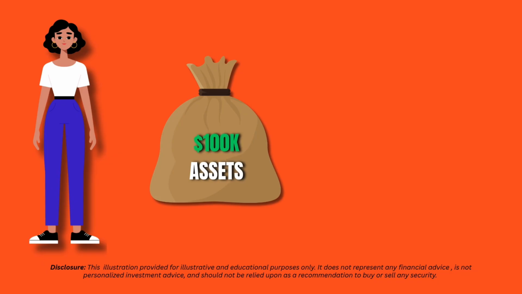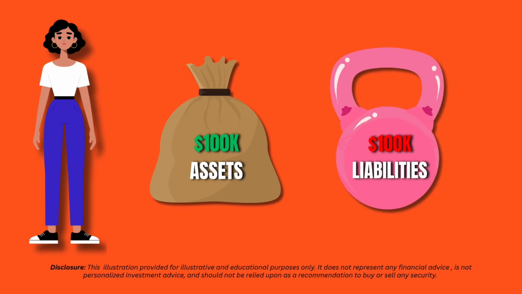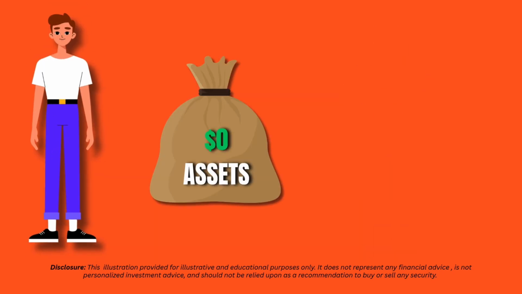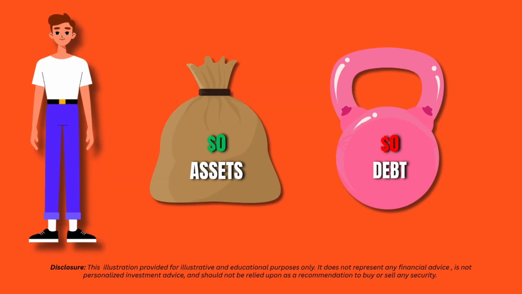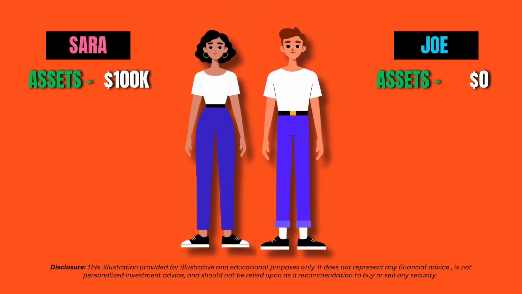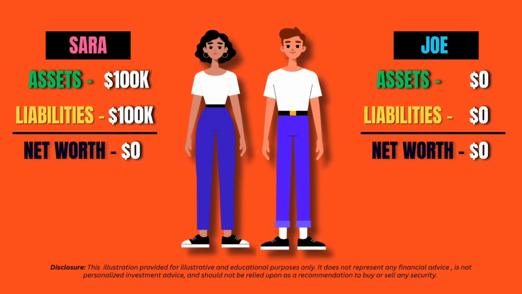Sarah has $100,000 in assets, but also has $100,000 in liabilities, or debt, we'll call it that. Joe, on the other hand, has $0 in assets, but also $0 in debt or liabilities. Who is in the better situation? It depends on how you look at it. Both Sarah and Joe have a net worth of $0. Joe is considered to be debt-free, but he doesn't have any assets either. Most would say Joe is the winner in terms of net worth, but not so fast. Sarah might be $100,000 in debt, making her liabilities high, but she also has $100,000 worth in assets.